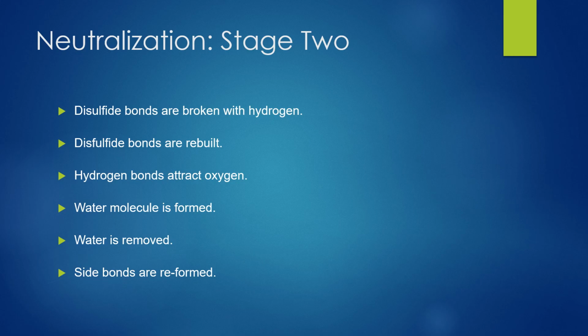The water is removed. Water is removed in the final rinse and the disulfide bonds form in their new curled position. Side bonds are reformed. Side bonds are reformed into their new shape as a different pair. Most processing takes 5 to 10 minutes. Additional time allows polypeptide chains to shift to a new configuration.